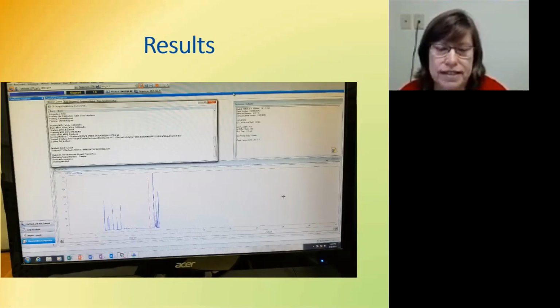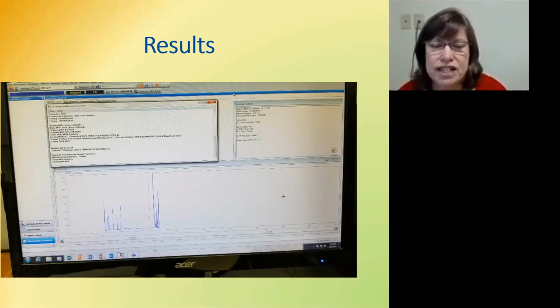I can tell because it's evenly spaced peaks, and there's a tall one and a short one. That's what it does every 10 samples, it'll run a calibration standard just to make sure that it's running okay. And then this next one is just the beginning of running an actual sample from the extract of the soil.